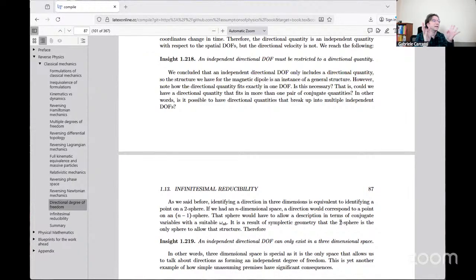So you could imagine a case, that's just wild speculation, that the particles themselves live in a six-dimensional space, but then when you couple them together such that they have an independent, directional degree of freedom, that degree of freedom itself lives in a three-dimensional subspace of that six-dimensional thing.